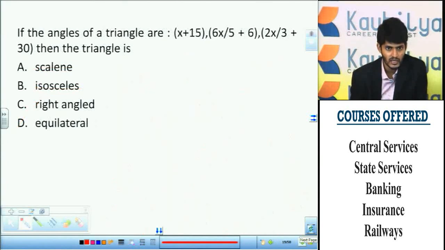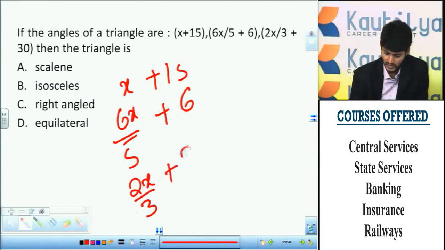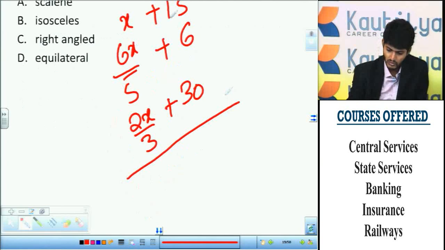Again he is speaking about angles of a triangle and he is asking you what kind of triangle it is. Similarly, as in the previous problem, you can add all three angles and equate it to 180: x plus 15, you have 6x by 5 plus 6, and you have 2x by 3 plus 30, right? Suppose I want to add all these, this would be 15 plus 6 plus 30, 21 plus 30, you have 51, plus the LCM of all these three denominators would be around 15.